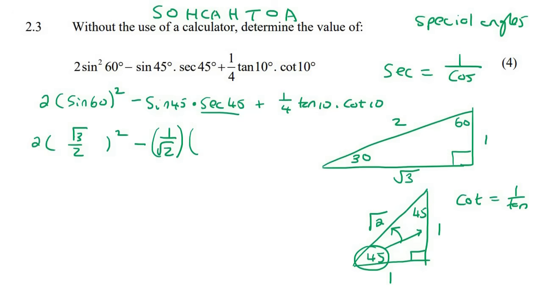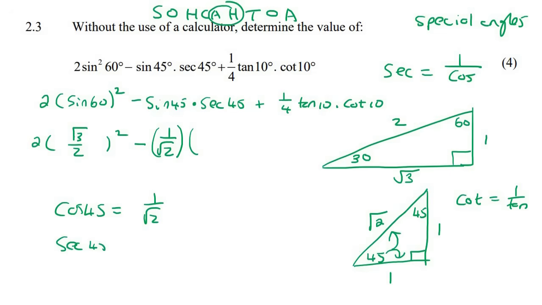Now sec 45 is 1 over cos 45. So we could just say here 1 over cos 45. Or we don't even have to do that. We can actually just see what cos 45 is. Cos 45 is, we know that cos is adjacent over hypotenuse. So we could say adjacent over hypotenuse. So then sec 45 would be the opposite. So it would be square root 2 over 1. So square root 2 over 1, like that.